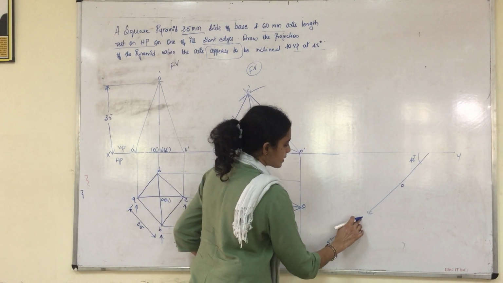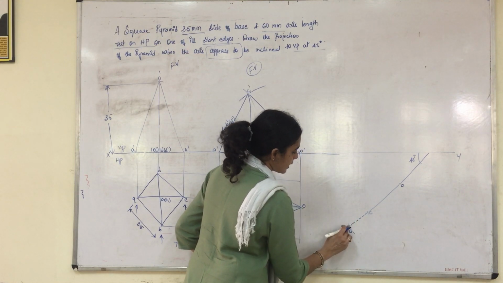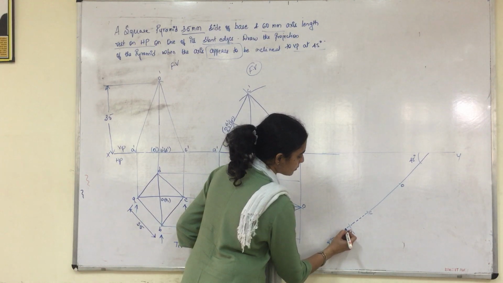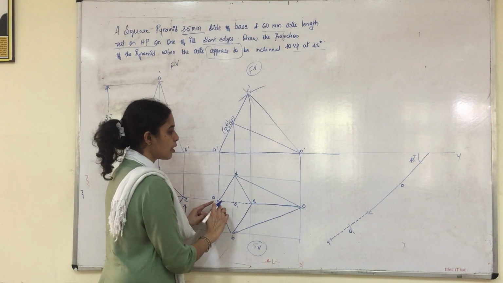So this part is hidden. So make this a hidden line. Similarly, this is also hidden. Change it into the hidden line pattern. So now we have this.